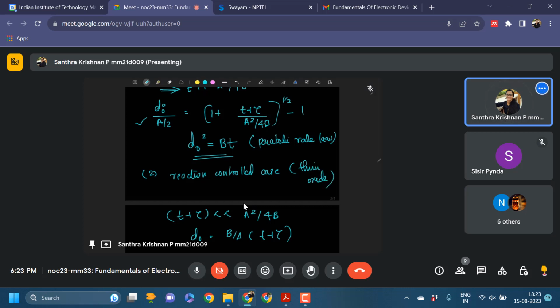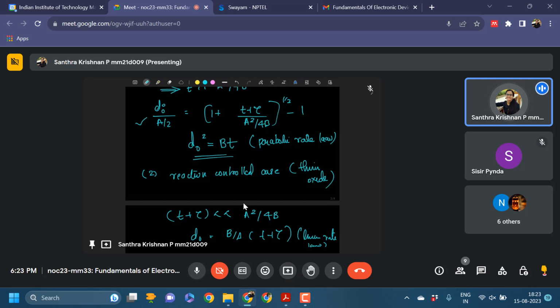And so this is a parabolic rate law, right? D0 square is equal to B into T. This is the linear rate law. So thickness increases linearly with time. So this is how oxidation progresses in silicon that was discussed in terms of three fluxes.